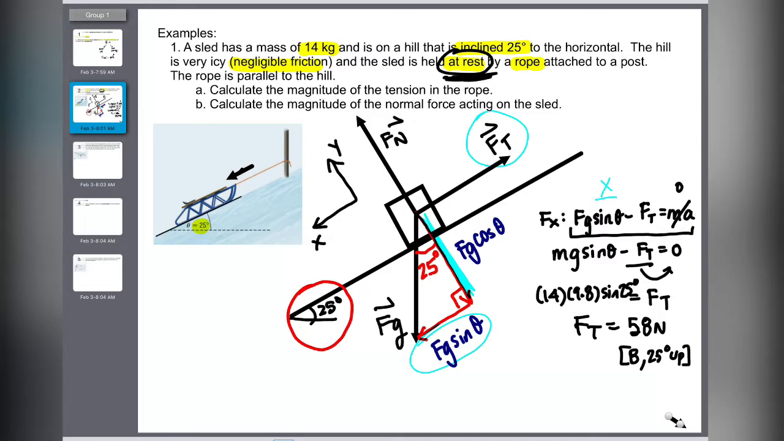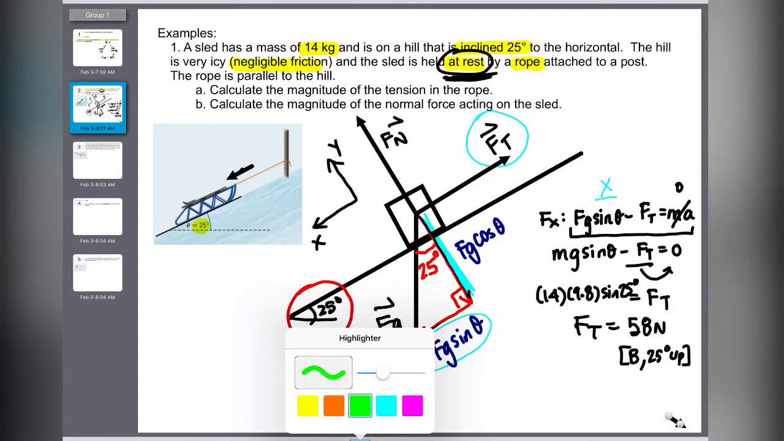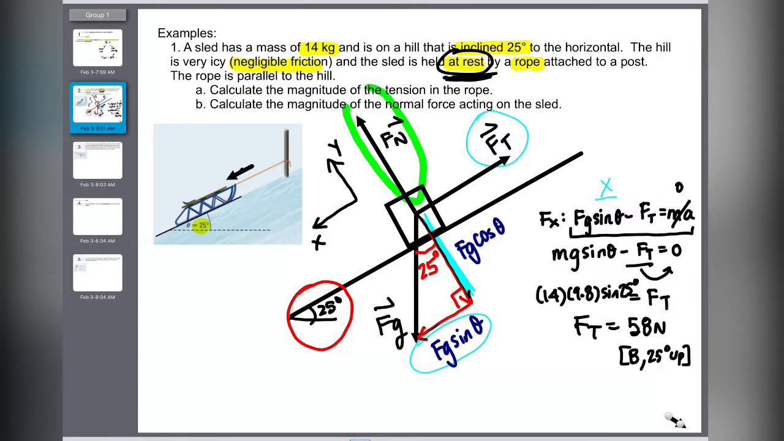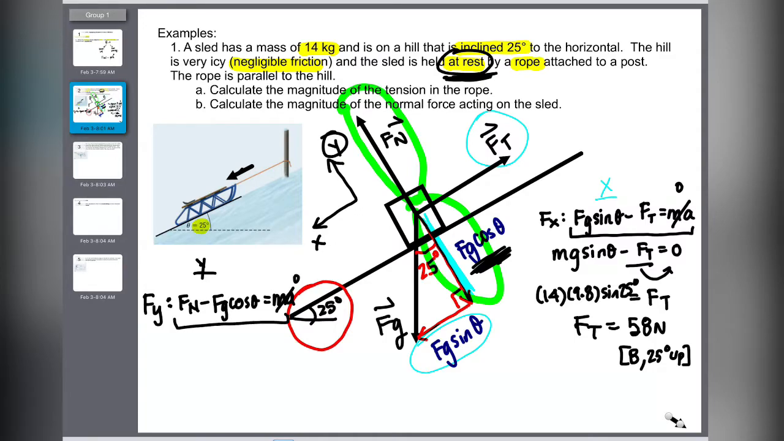Okay. Now that we've done that, we're going to analyze it along the y, because the y direction is where the force of normal is. Take a look at the forces again. Forces along y, I have this one and this one, right? Two forces going along y. The net force along y is up minus down. Up is Fn, minus down is the Fg cos theta, equals ma, and because I know a is 0, I'm going to use this to solve for Fn.